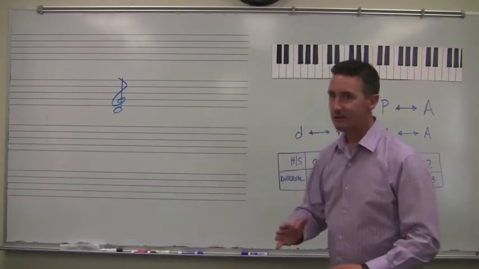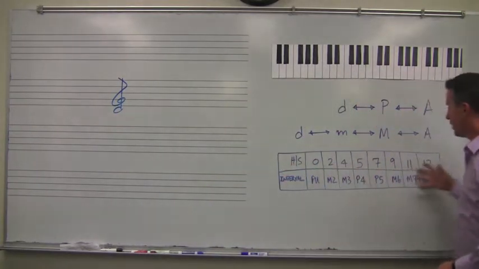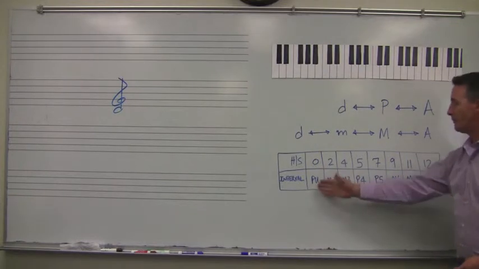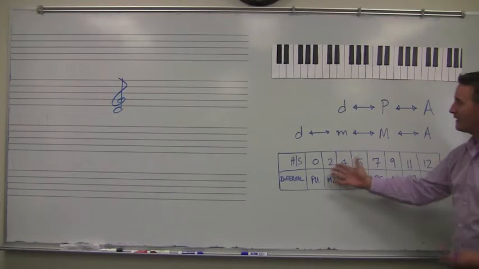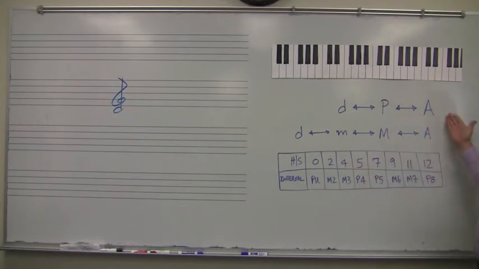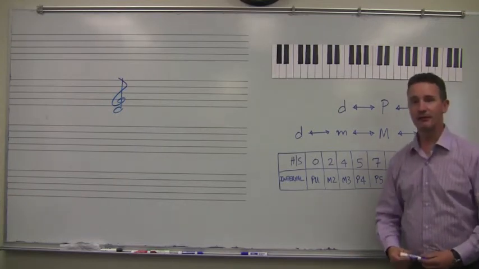Bottom line, in summary, you need to know this chart. You need to make sure that you know the perfect and the major intervals and how many half steps. And then that information, in combination with these 2 charts or diagrams, will enable you to figure out any other interval that you might encounter.